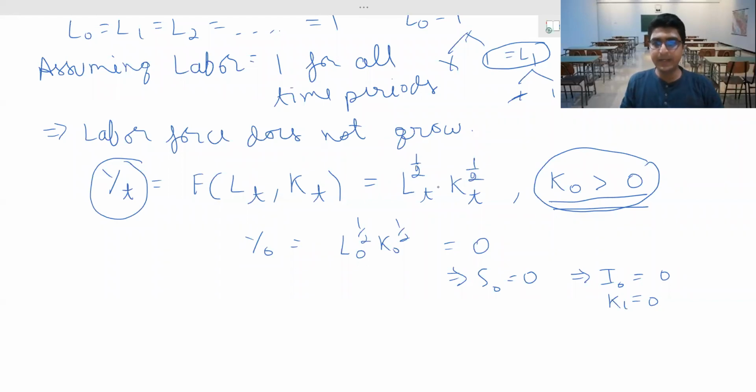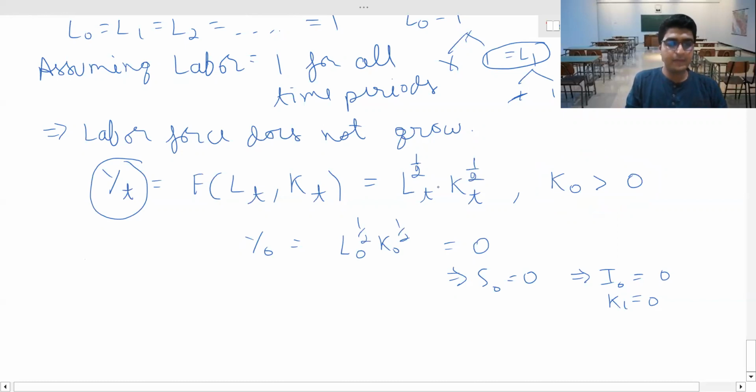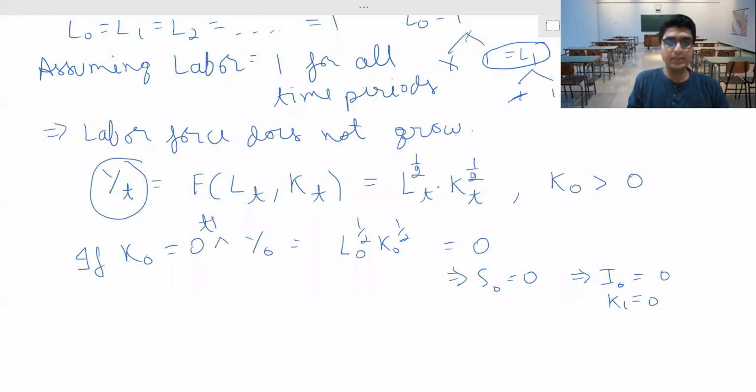I am repeating this part. अगर K0 is 0, then Y0 will also be 0 because K0 is 0. If output is 0, then you cannot save anything out of 0 income, right? So saving will also be 0. And if savings are 0, and we know that all savings are invested, so investment will also become 0 because savings are equal to investment. So both are equal to 0.